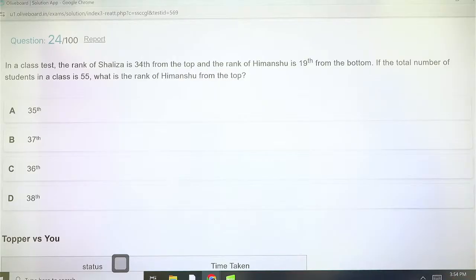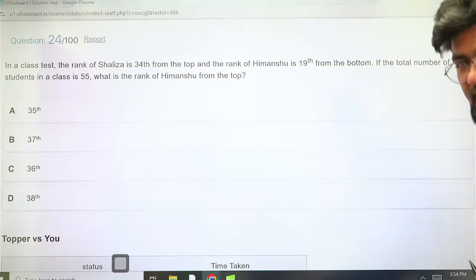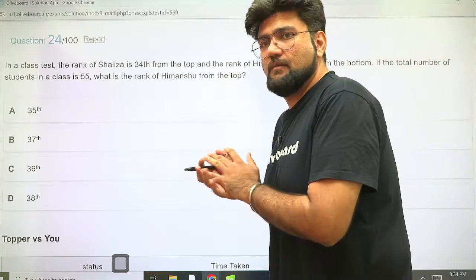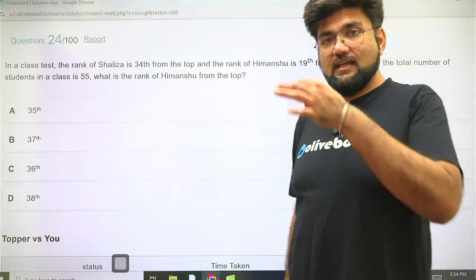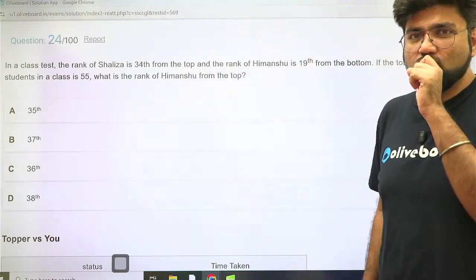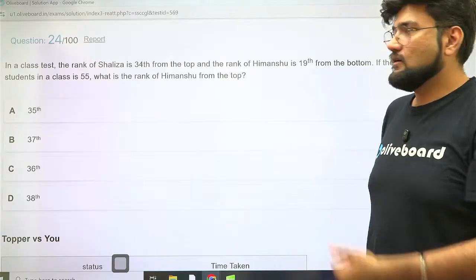In a class test, the rank of Shaliza is 34th from top and rank of Himanshu is 19th from the bottom. Total number of students are 55. Till here, a lot of students will think that they are asking you how many students are sitting in between. But they are not. They have just asked you what is the rank of Himanshu from the top. This is going to throw you off track a bit. You are going to think about it. Wait, what just happened? Okay.